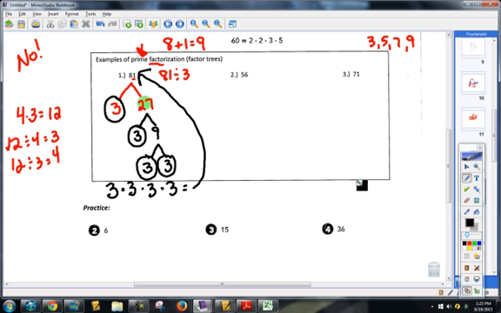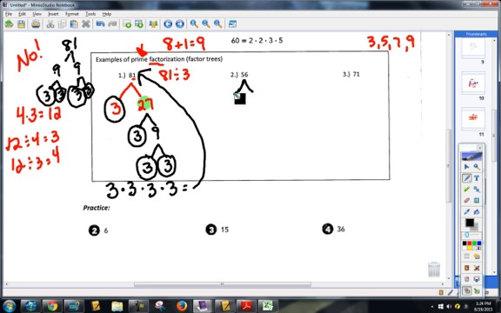Okay? Now, for some of you that might be sitting there saying, now wait a minute, Mr. Garrison, what if I would have just done 9 and 9 from the beginning, because 9 times 9 is 81? It doesn't matter, because it still breaks down to the same exact thing. 3 times 3 times 3 times 3. Everybody see that? Let's do another one.